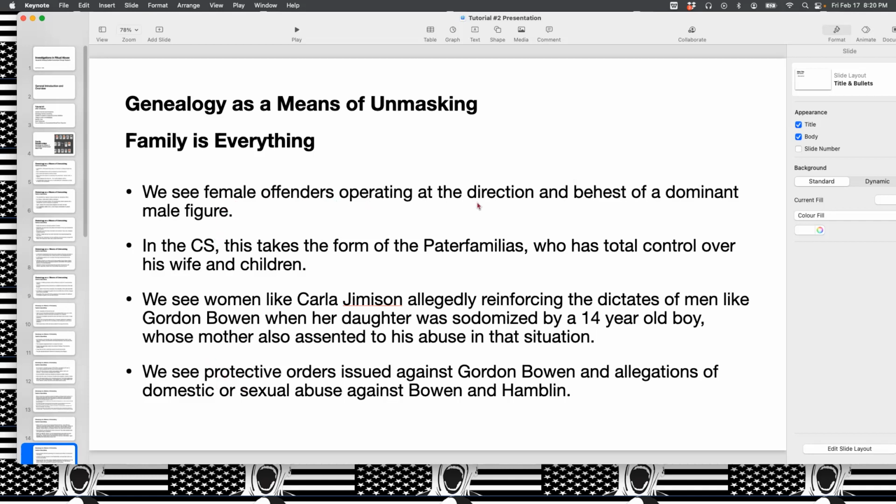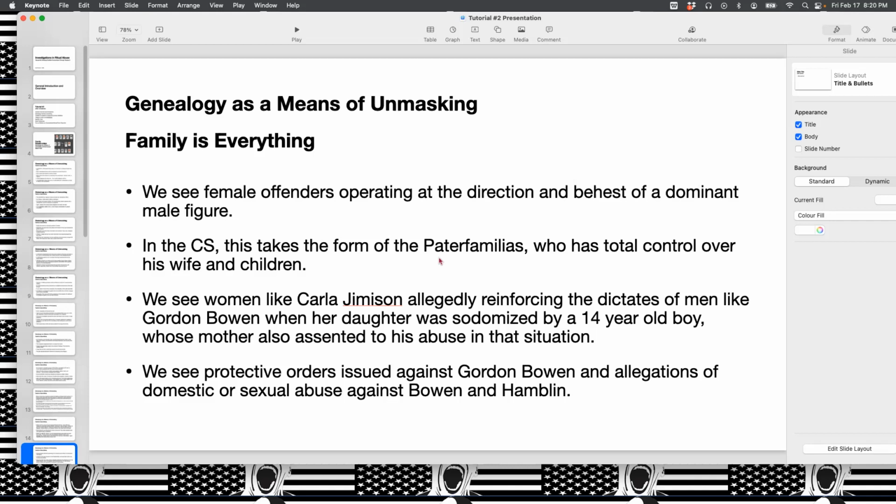You're going to see female offenders operating at the direction and behest of a dominant male figure. In the Church of Satan, this takes the form of the paterfamilias, who has total control over his wife and children. Remember that phrase that keeps coming up. He invoked the wisdom of parents. So they have a justification that's systemic, to condition their children to accept this and to condition their wives to accept this.